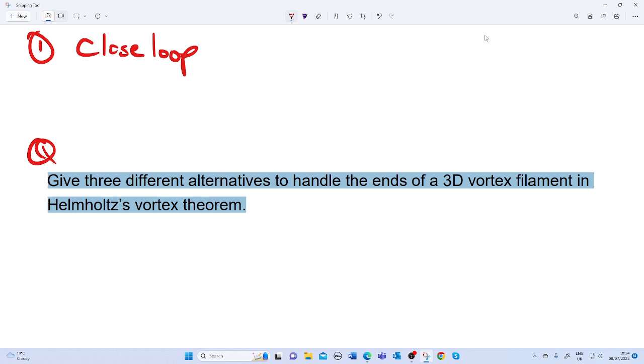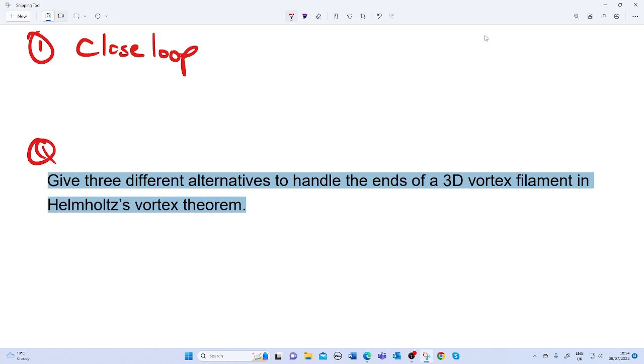This approach simplifies the analysis by providing a well-defined starting and ending point for the filament. It also allows for the application of the Helmholtz vortex theorem to the entire closed loop, enabling the circulation and the study of its property. So therefore, the first alternative is the closed loop, which tells us that both ends of the filament are connected together.